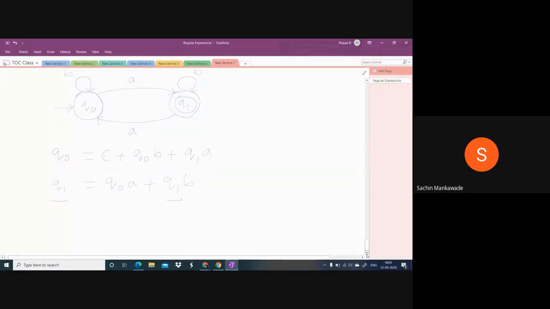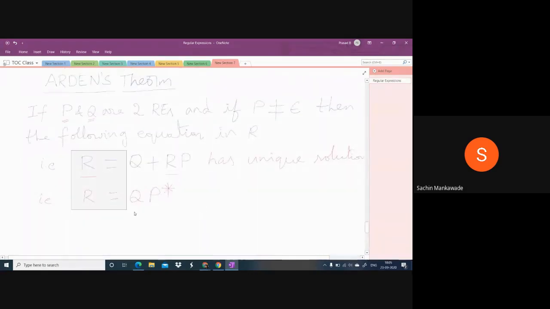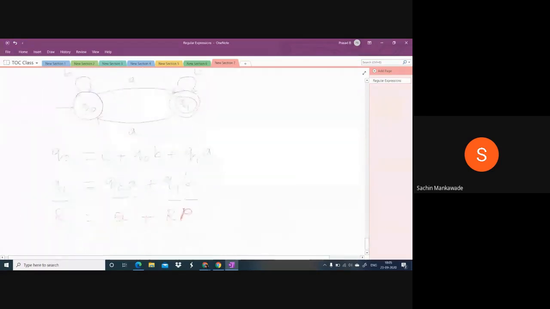compare this with this. Look at this. I am taking this whole thing as Q. R equal to Q plus this, and this Q1 are the same. So I will take this again as R and this is P. So this is in the form of R equal to Q plus RP. R equal to Q plus RP. Just now I told you the solution for R equal to Q plus RP. R equal to QP star.